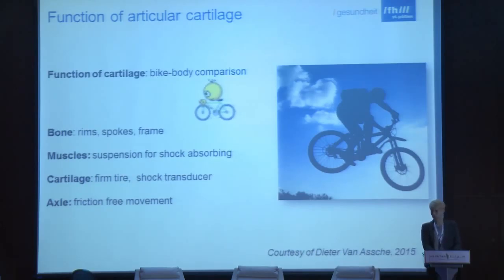If we look to the function of cartilage, I always like to compare it with a bike body situation. See the bone as the rims, the spokes, and the frames. See the muscles as the suspension for shock absorption, and I think this is very important if we treat patients with cartilage injury, that we really aim to have a good muscle structure. The cartilage itself is the firm tire and works as a shock absorber, and the axle provides us a free friction movement.